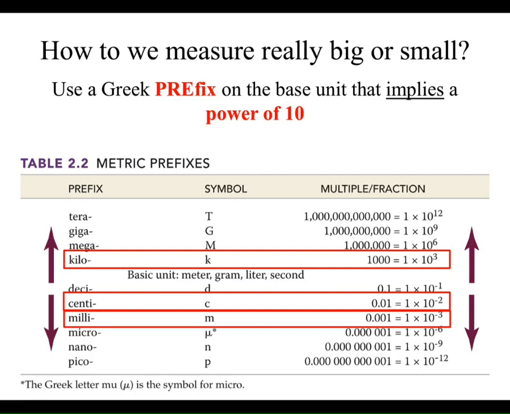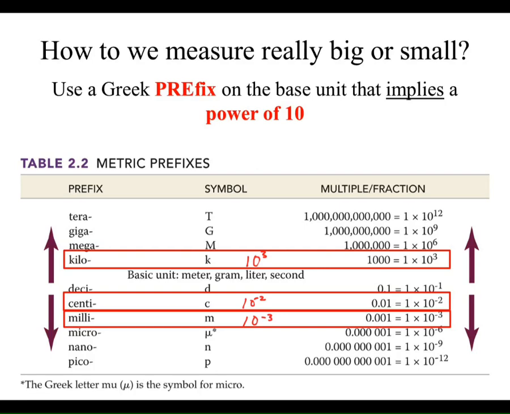And this is where I would recommend that you memorize what these ones in red boxes mean. So K is kilo, which means 10 to the third. Centi is 10 to the second. Sorry, let's not screw that up. 10 to the negative second. And milli is 10 to the negative third.